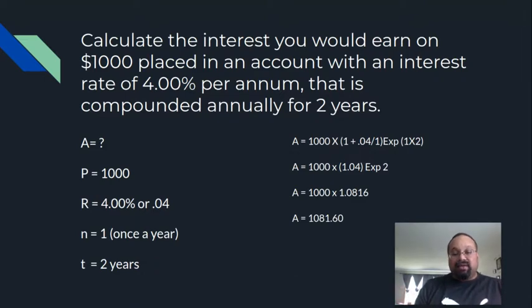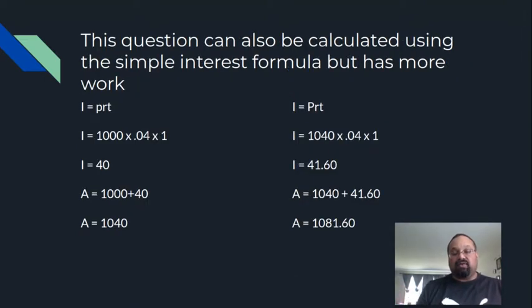You can calculate this using the simple interest formula, right? So you just use I equals PRT. I would be 1,000 times the decimal value times 1. You get $40. Okay, then you add it. A equals 1,000 plus 40. So after the first year, your investment is worth 1,040.